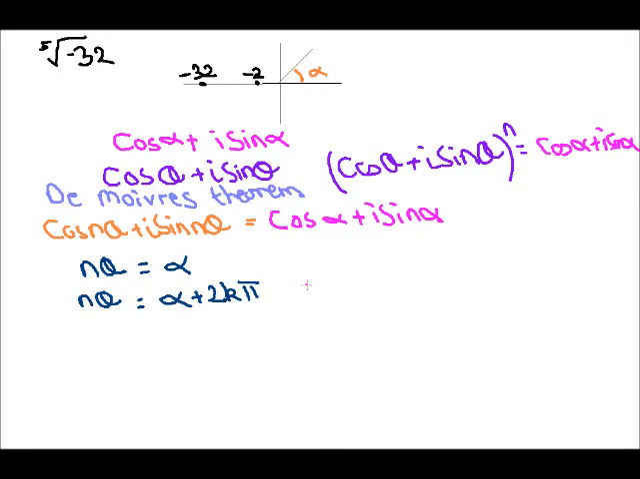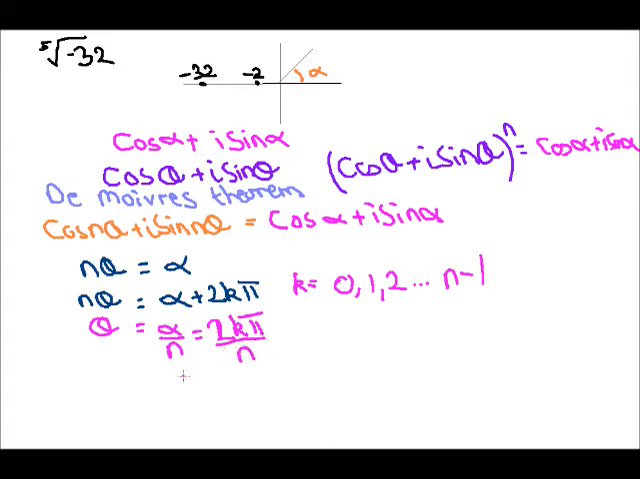But the only values of k which are relevant to us are k equals 0, 1, 2, up until n minus 1. Why don't we go above n minus 1? Well, I'll tell you why. Because theta equals alpha over n plus 2k pi over n. Let's say n was equal to 5, as it is in this example here.